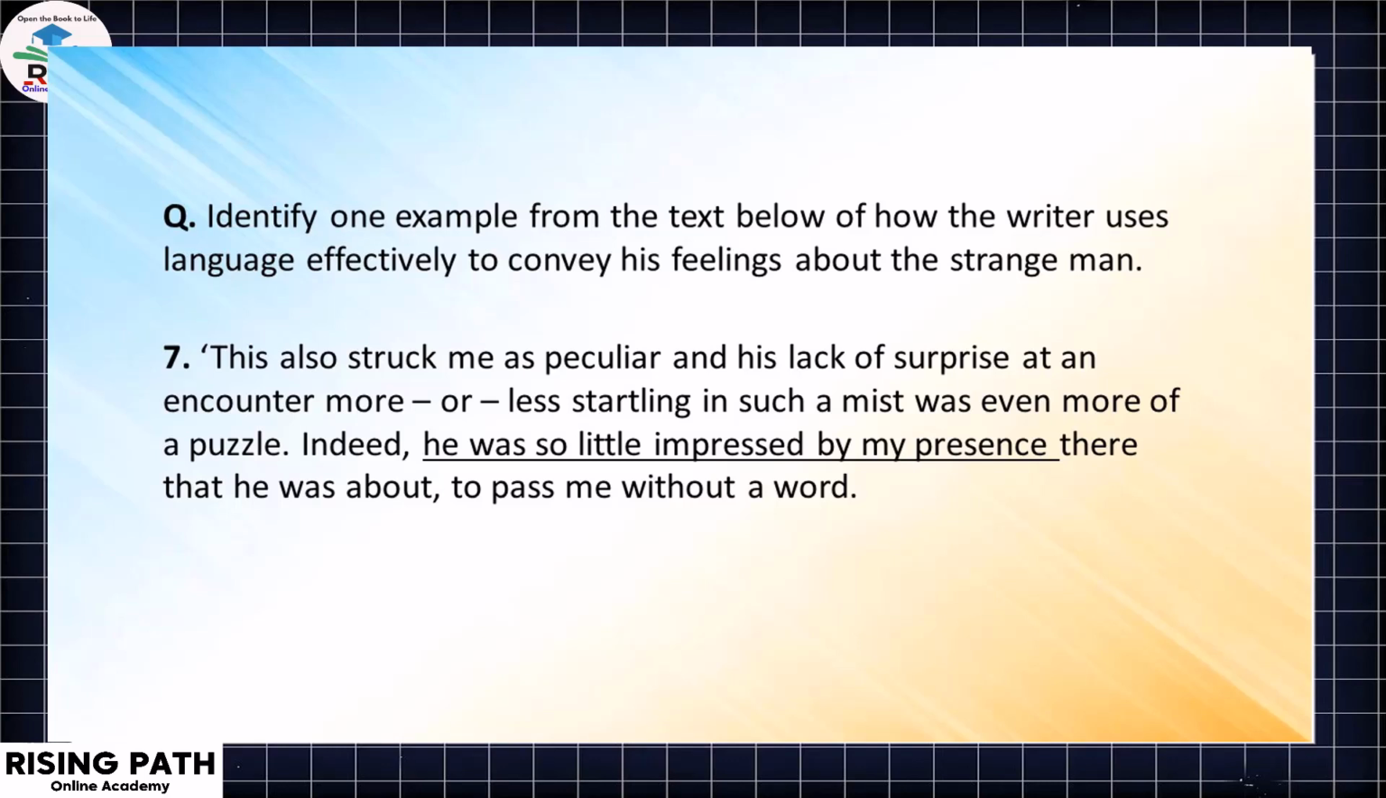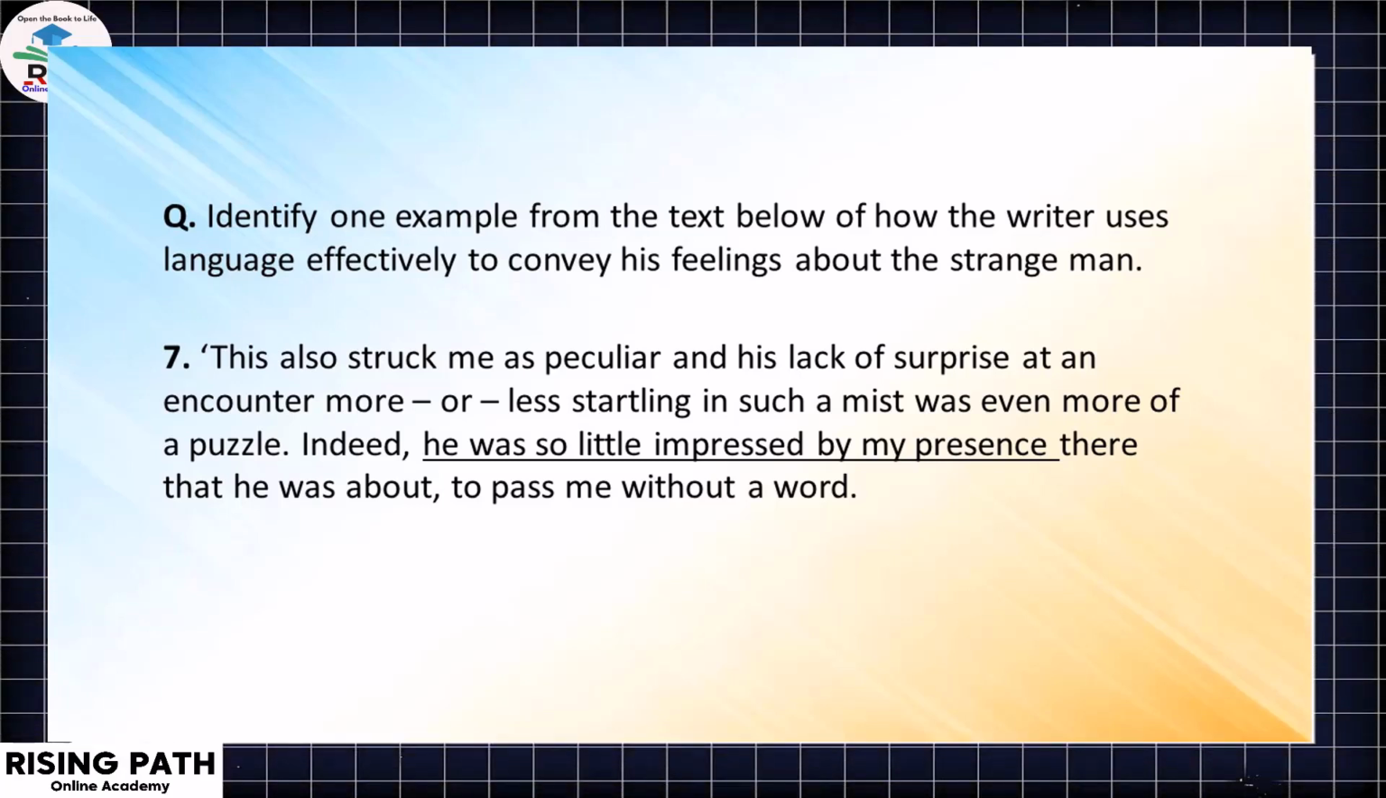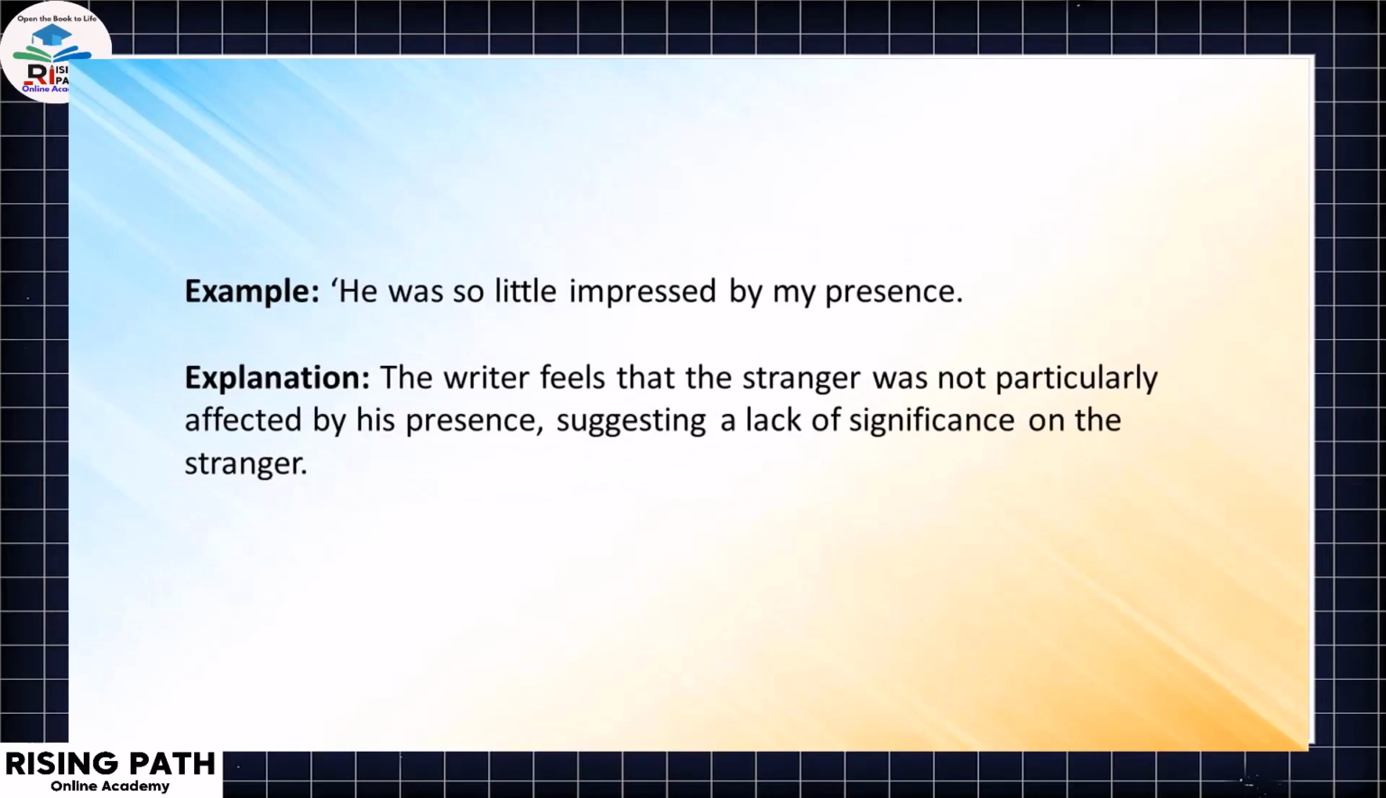It depends on the student to select one phrase according to the question. So I have underlined it according to the question, that is the phrase, he was so little impressed by my presence. So the first step is to identify the one example. There might be two or three, but you have to select one, jot it down in the example section, and then explain it. Now here you are going to use your technique which you have learnt already about the impression. What was the writer's impression about the strange man? That is in your own words. Of course, it's going to be in third person.